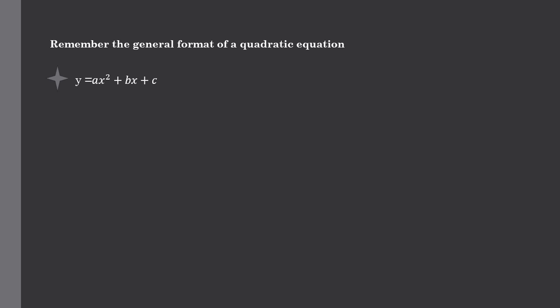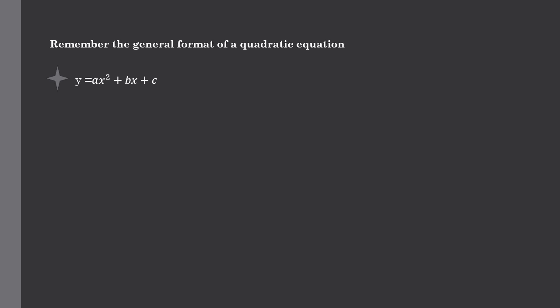A, b, and c are constants, and it is very important that we understand the concept of a, b, and c. A is whatever is beside your variable that is having power 2 or power square. B is what is beside the same variable with power 1, and C is the number. It's a constant that has no variable beside it.